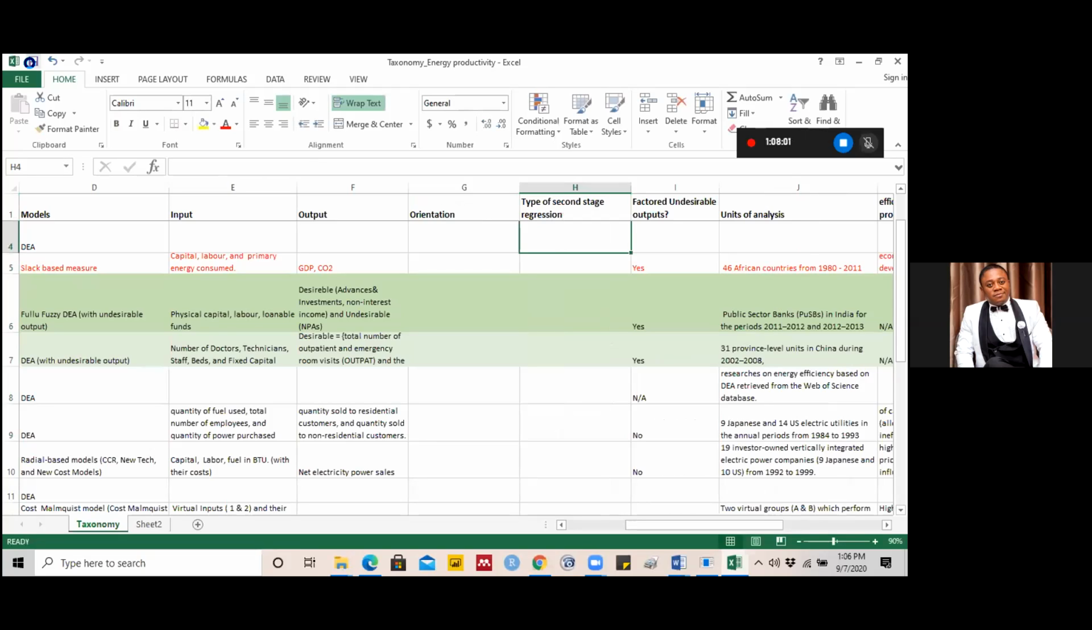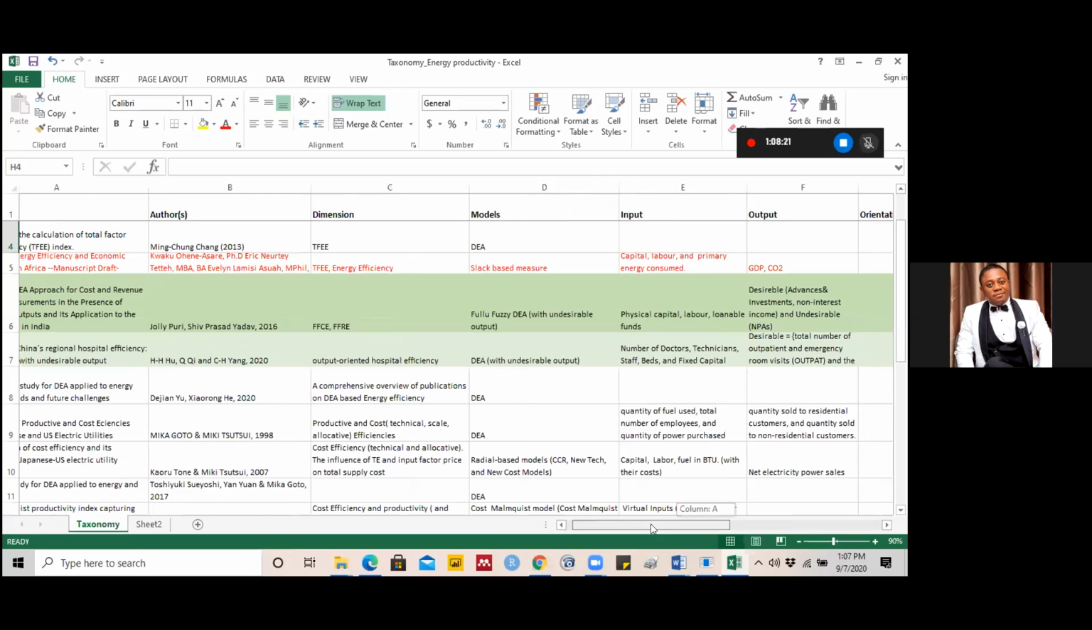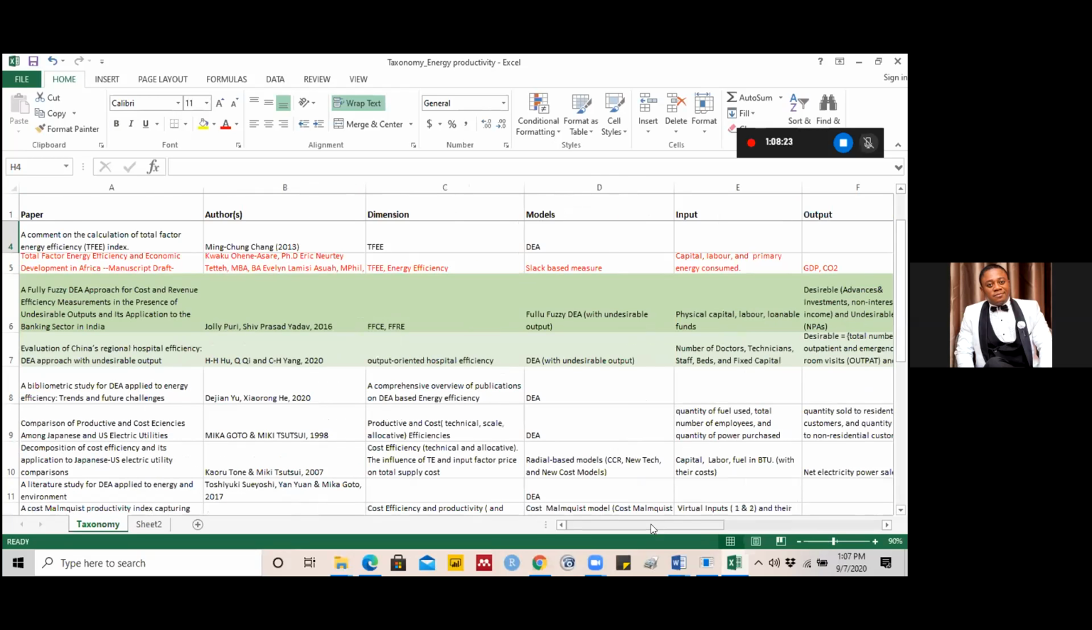The orientation is either input or output or non-orientation. It's either input, output, or non-orientation. That's the orientation. Okay. I can see that you have a section called models. I like that. That is fine. The only thing is, go to models and let me show you.